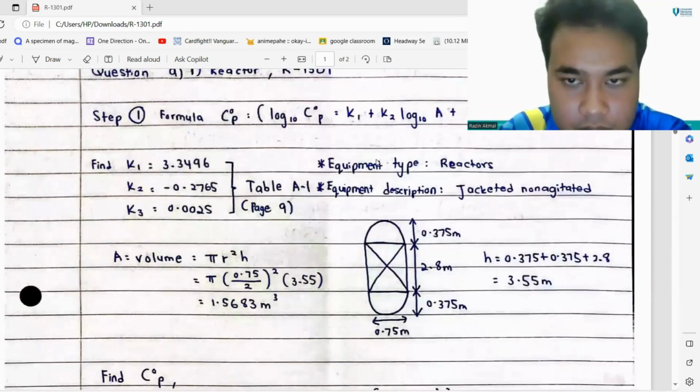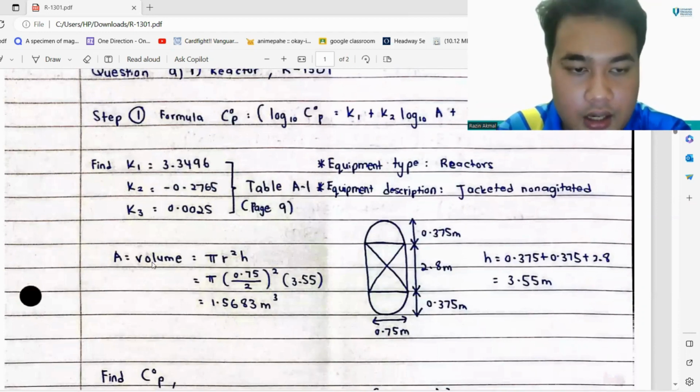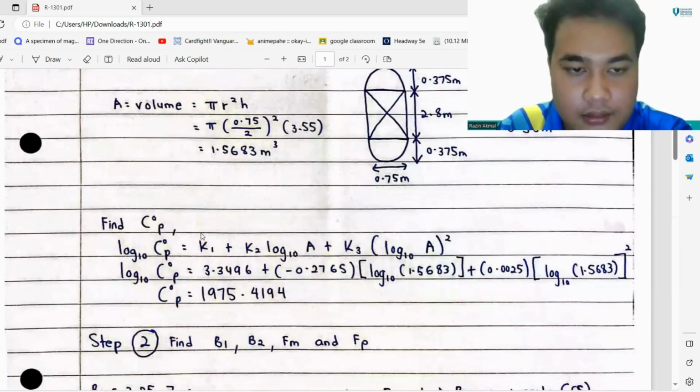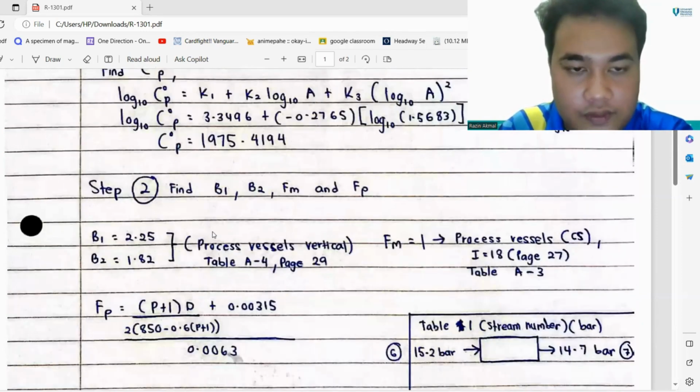Then we need to find the volume using the formula pi r squared h, multiplied together, and then we get the answer. The total height is 3.55 meters. Then we calculate C0P, and we get the answer 1975.4194.